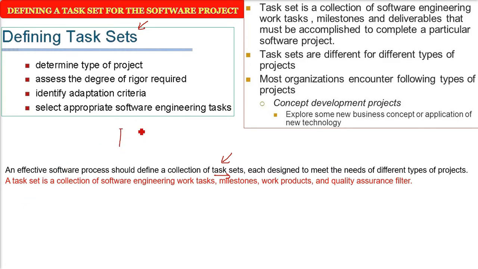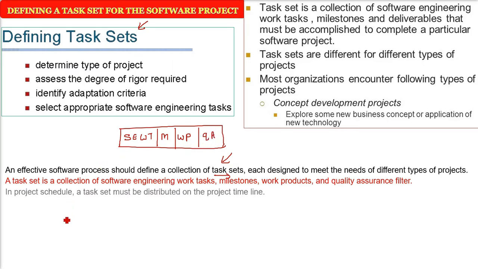A task set is what? If I make a collection of certain tasks, that is called a task set. And this will consist of what? It will consist of the software engineering work tasks. That is, a task set will contain different tasks, work to be done, and milestones, that is when it will start, when it will end, what the duration is, etc. And what will be the output, that is the work product after doing this task. And finally, the quality assurance strategy, like a filter.